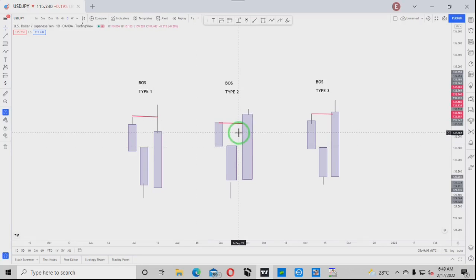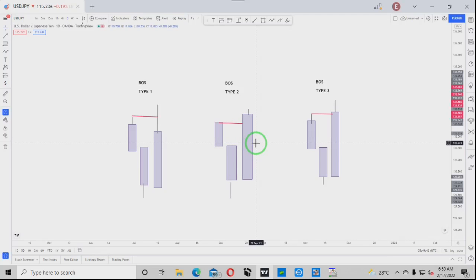So this is type 2. Price dropped down and printed this low here, and then price rallied up and closed above this candle body. This candle body closed above this candle body. So candle body breaking a candle body is the second type of break of structure. Again, at Rally Top, we do not consider this as a break of structure.